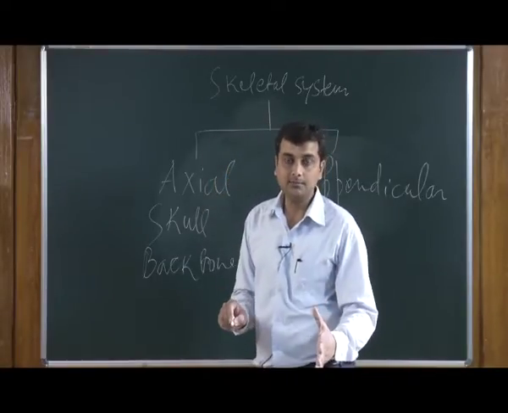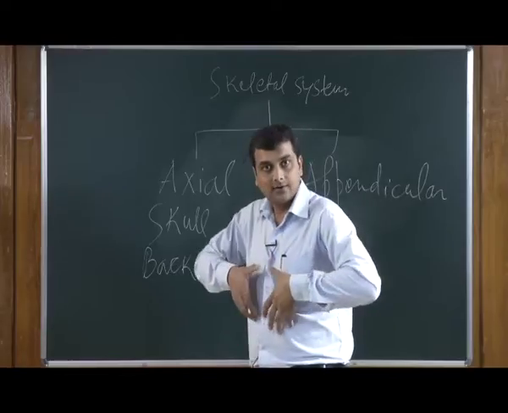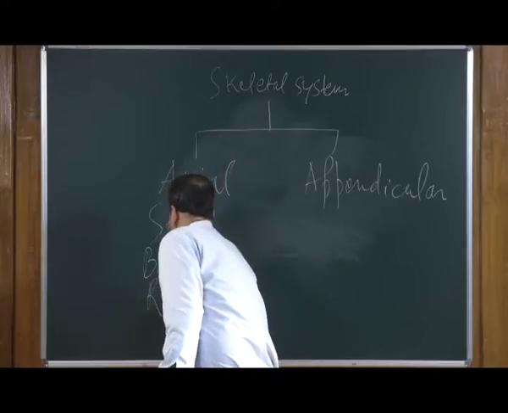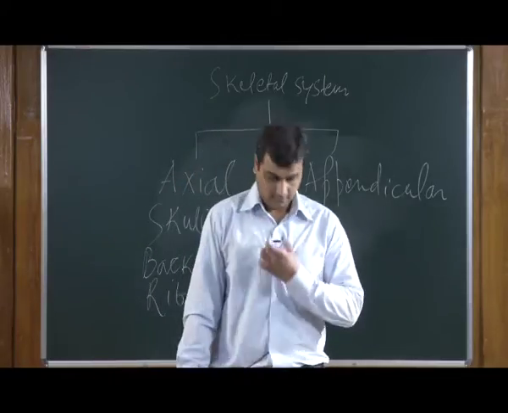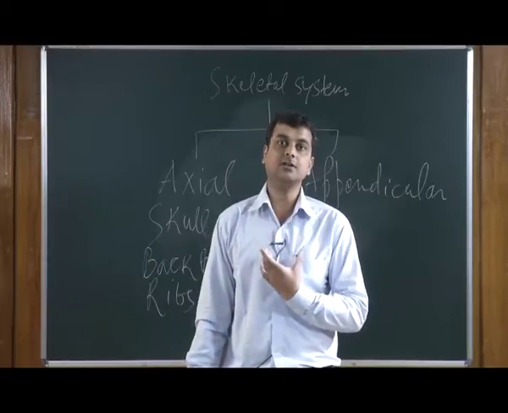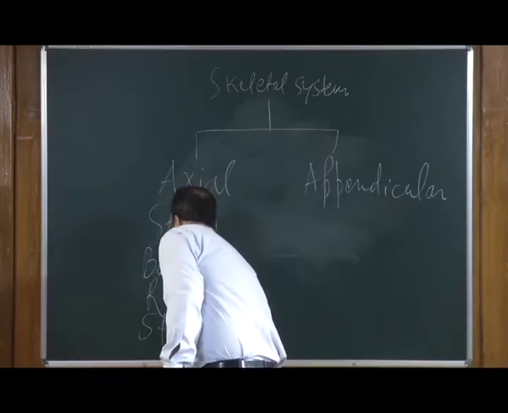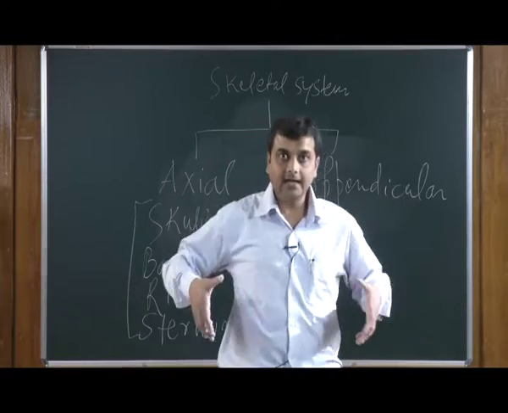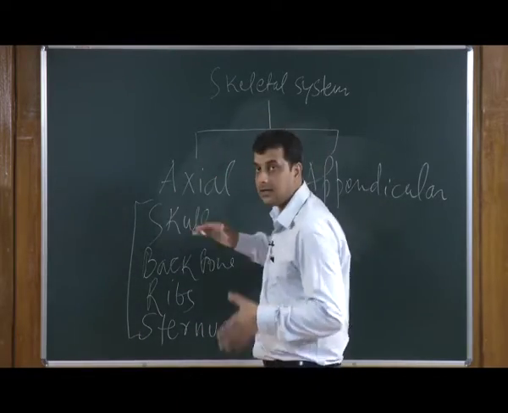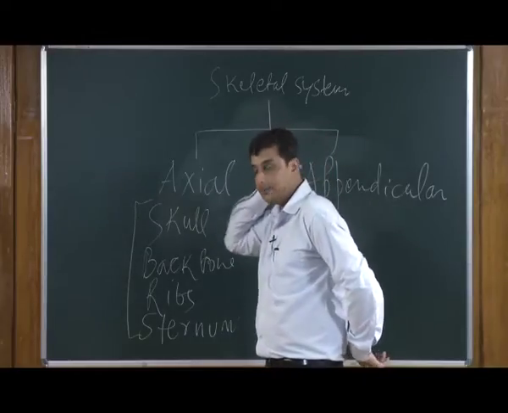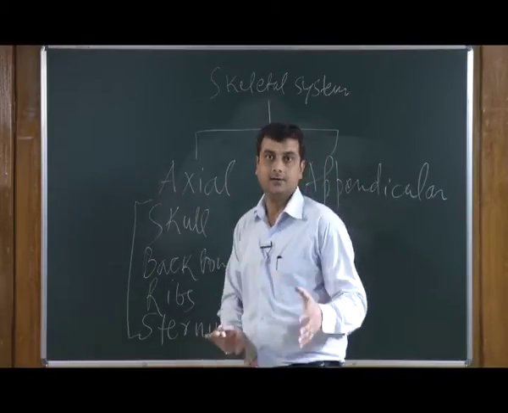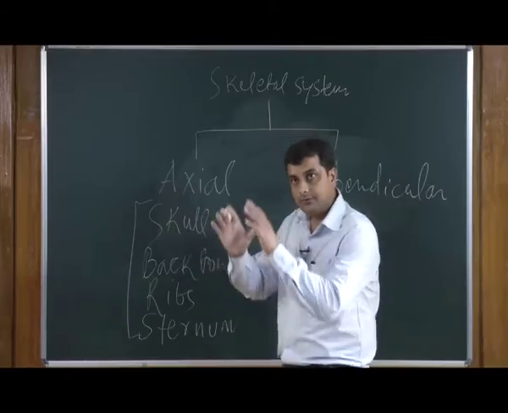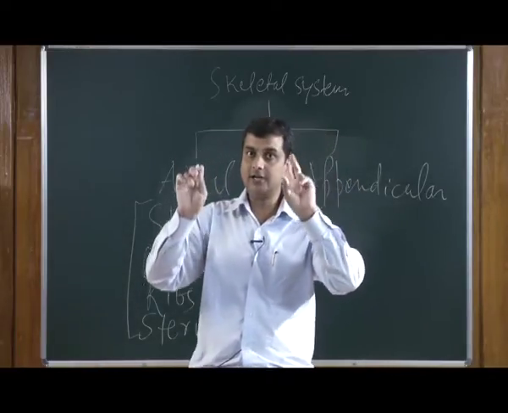So, we have the vertebral column, the backbone, then we have this rib cage. The whole set of ribs is part of this axial system, and then in the middle we have a connection which is called the sternum. So, these four structures are what is there in the axial system: the complete skull, the complete vertebral column, the ribs, and the sternum. This vertebral column, sternum, ribs and skull is what you call axial.